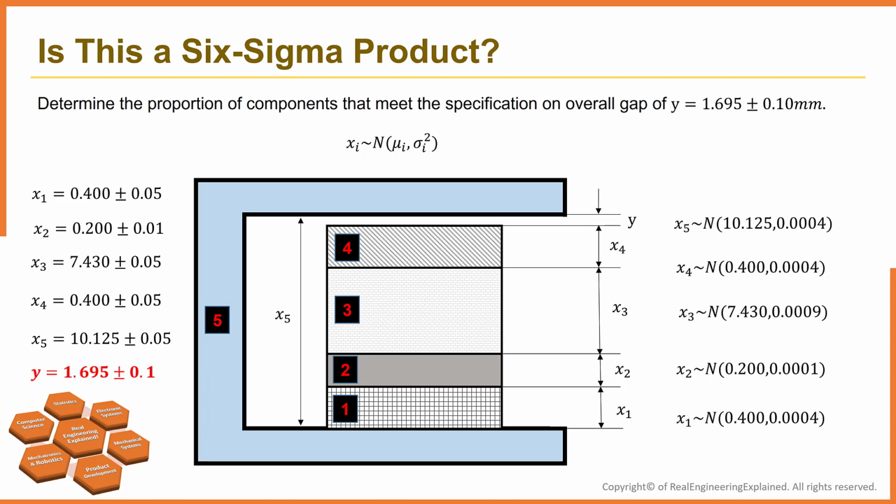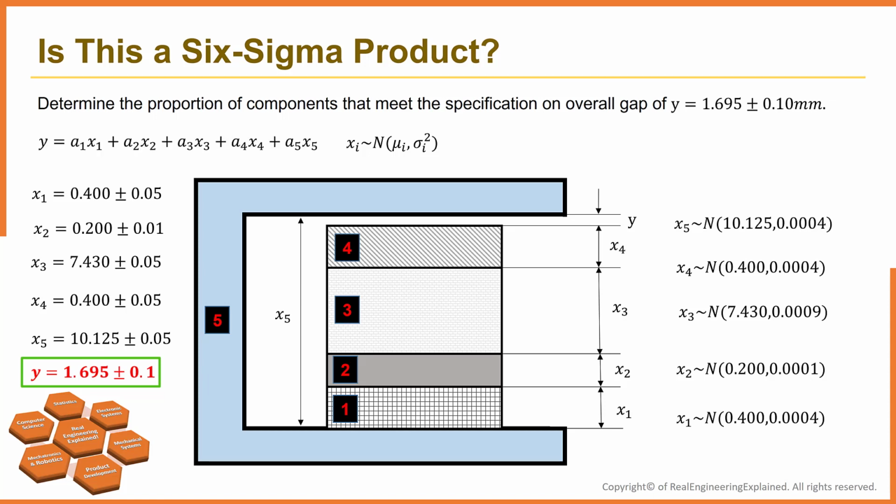With these specifications on the components and the gap of Y equal to 1.695 plus minus 0.1 millimeter, is this a Six Sigma product design? So we would like to answer this question. Let's assume the nominal value and variance of x1, x2, x3, x4, and x5 are known here. The goal here is to determine the proportion of parts that meet the specification on the overall gap of Y equal to 1.695 plus minus 0.1 millimeter.